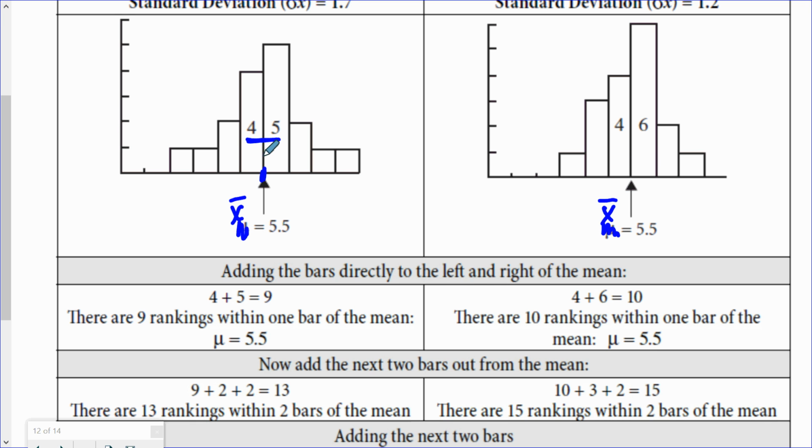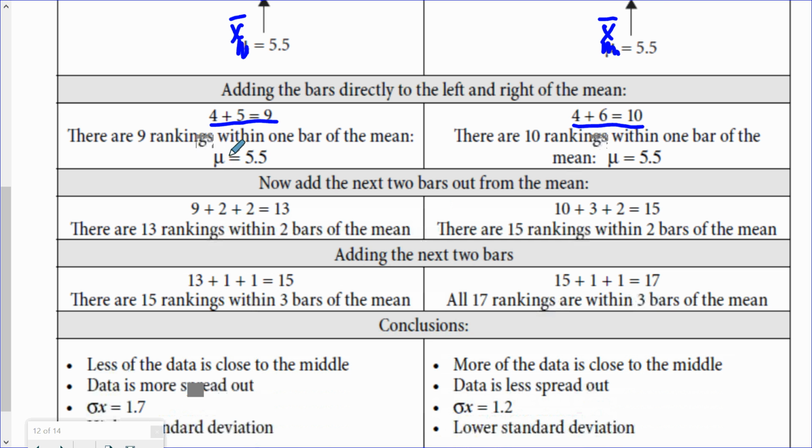So if we add to the left and the right of the mean, that's 4 plus 5 is equal to 9. So there are 9 rankings within one bar of the mean. Whereas within this one, 1 bar to the left and 1 bar to the right, there are 10 rankings within one bar of the mean. I don't know if always in this statistics booklet they put the mean as that fancy U there. It's called mu. But again, we'll use X bar over top typically.